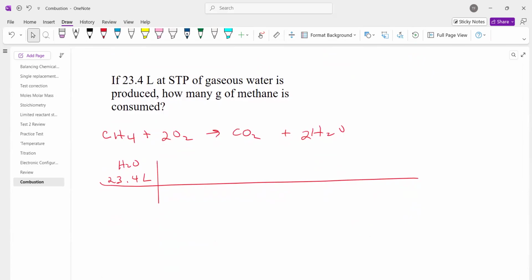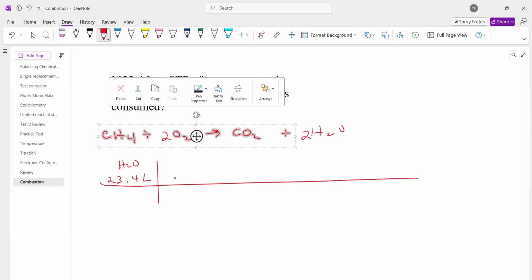So what's the conversion factor going from gaseous liters to moles? Who remembers? When we're dealing with gases, it's 22.4. Remember that? It was a couple weeks ago. Your mind can remember things better than mine.